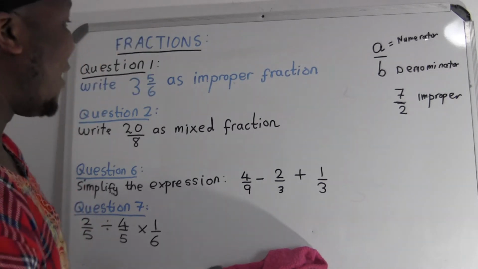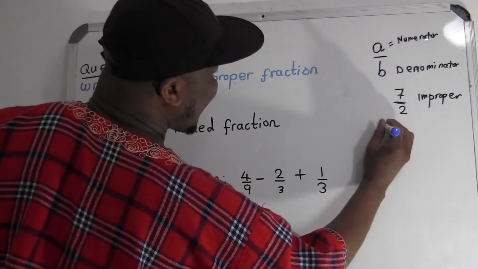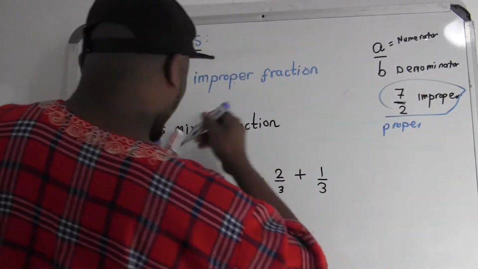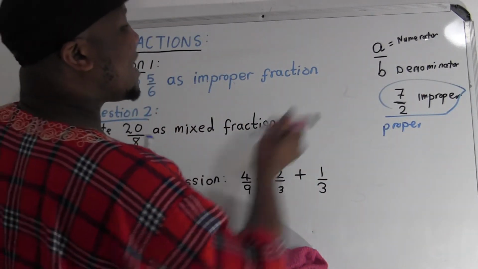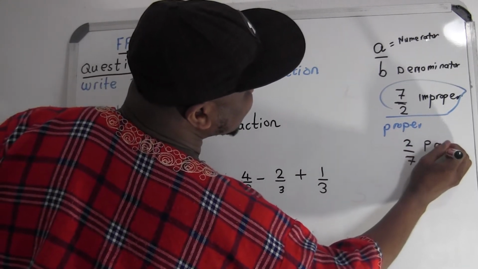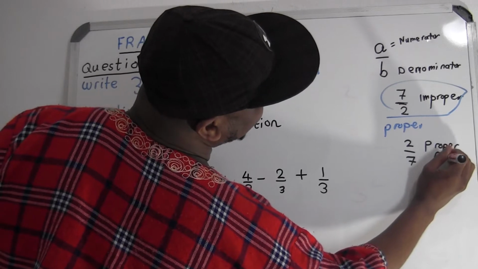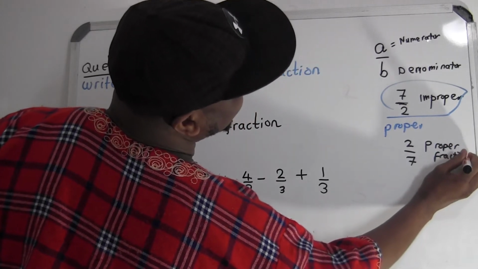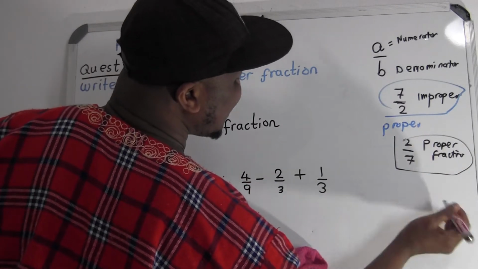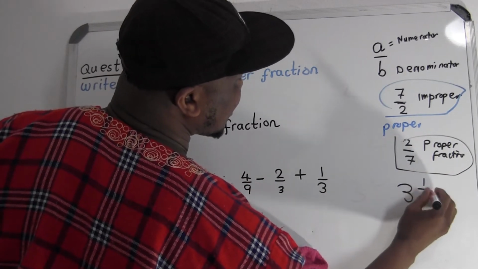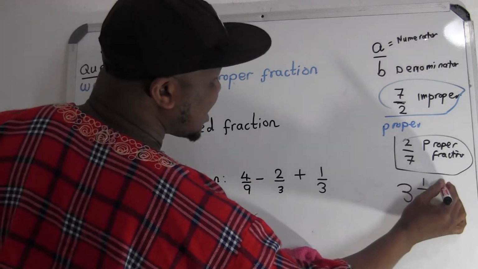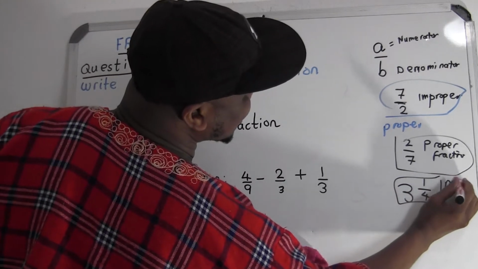Now, proper. For a proper fraction, the numerator is always smaller than the denominator, like this. Now let's go for the last one, which we call a mixed fraction. You see, you have a bigger whole number and then you have a fraction. This we call a mixed fraction.